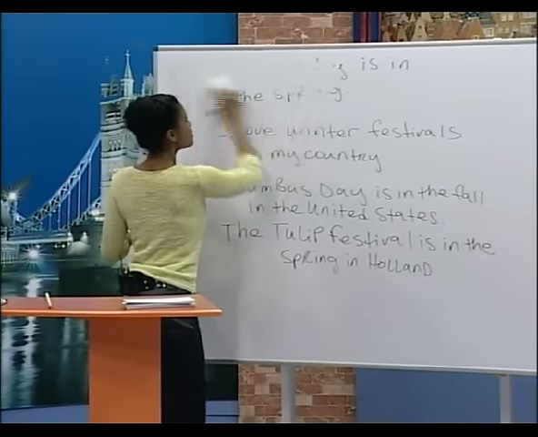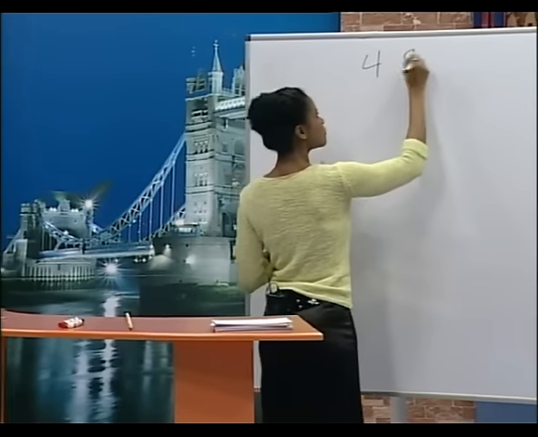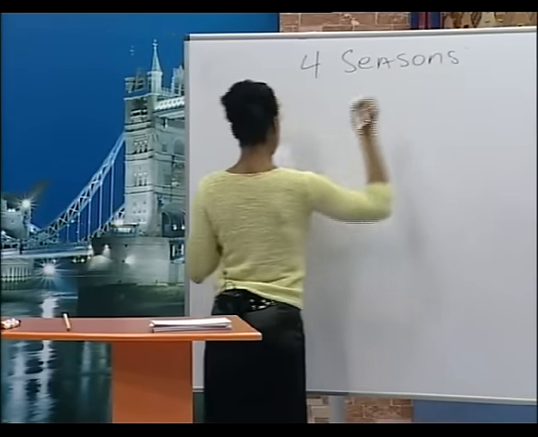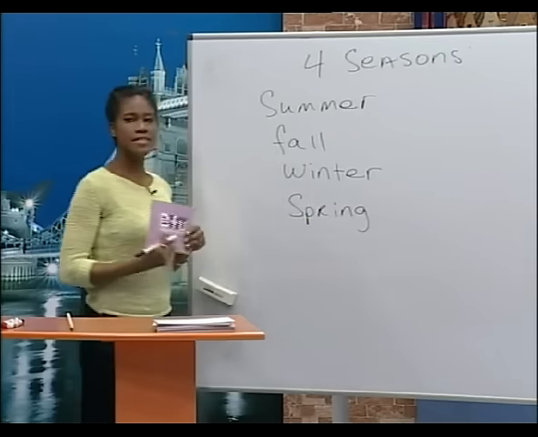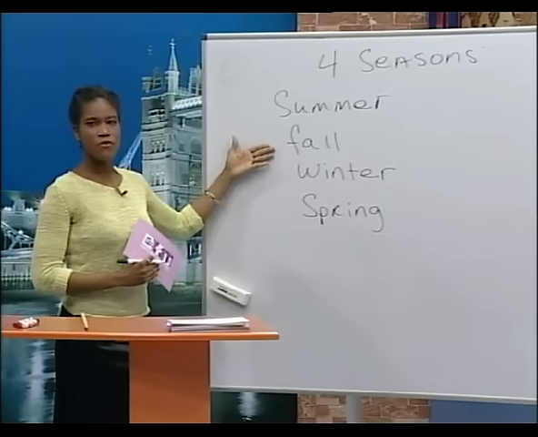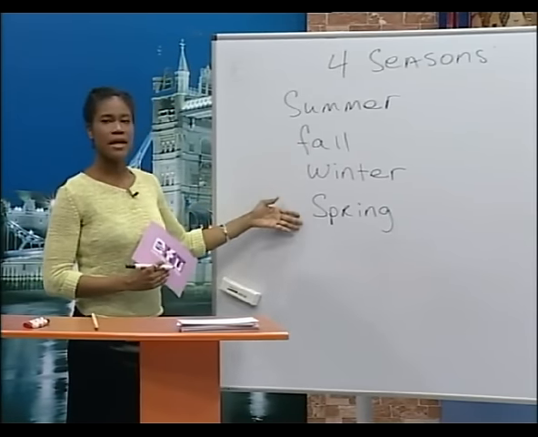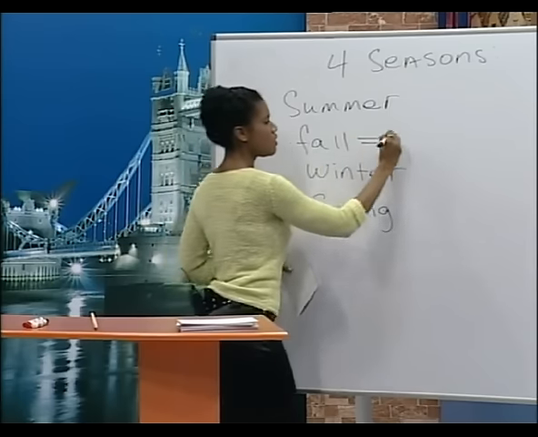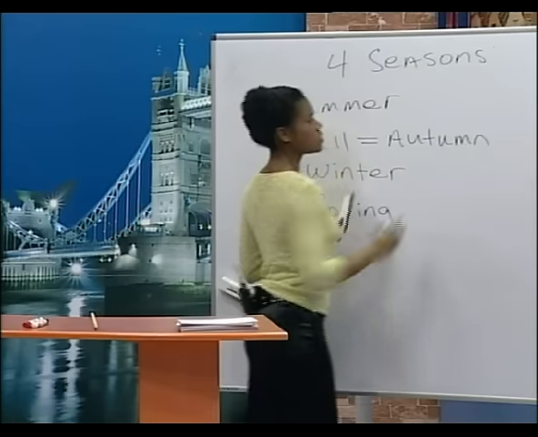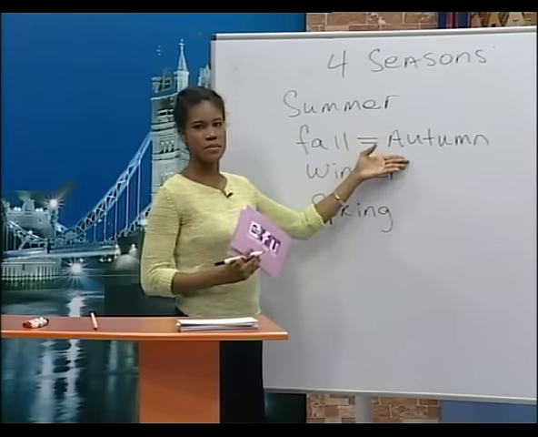Okay, now that we have some examples of interesting things to do in these seasons, let's discuss the seasons. There are four seasons. These are summer, fall, winter, and spring. So the four seasons are summer, fall, winter, and spring. Okay, fall is special. It can also be called autumn. Two names. So fall is also called autumn.